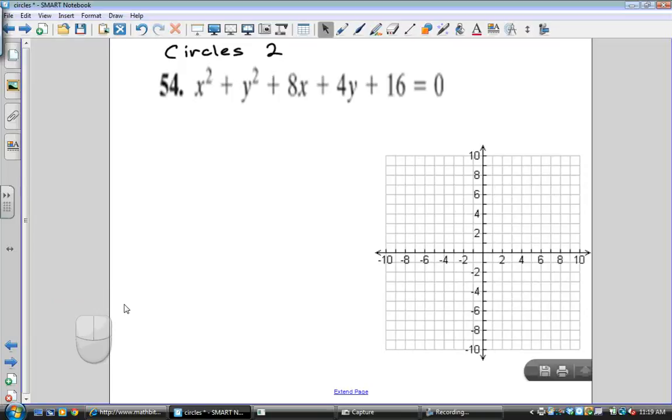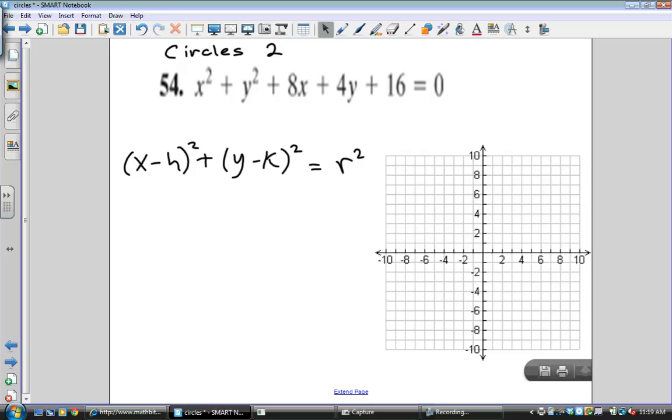Okay, this is our second video on circles. I'm going to do an example here using number 54. And so what we're going to see here in some of the exercises that you'll have to do is you'll have to graph some circles that aren't in standard form. So recall here, standard form is x minus h quantity squared plus y minus k quantity squared equals r squared. So notice number 54 doesn't look anything like that.